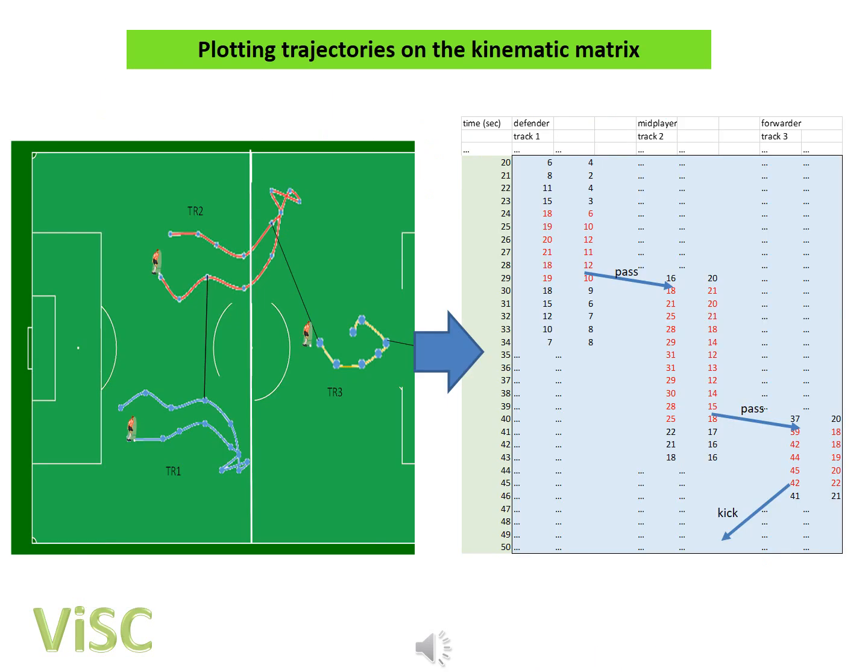This is an example of how 3 trajectories coordinates during a time interval are encoded in the kinematic matrix. In this one, you can easily detect events such as ball possession or kicks.